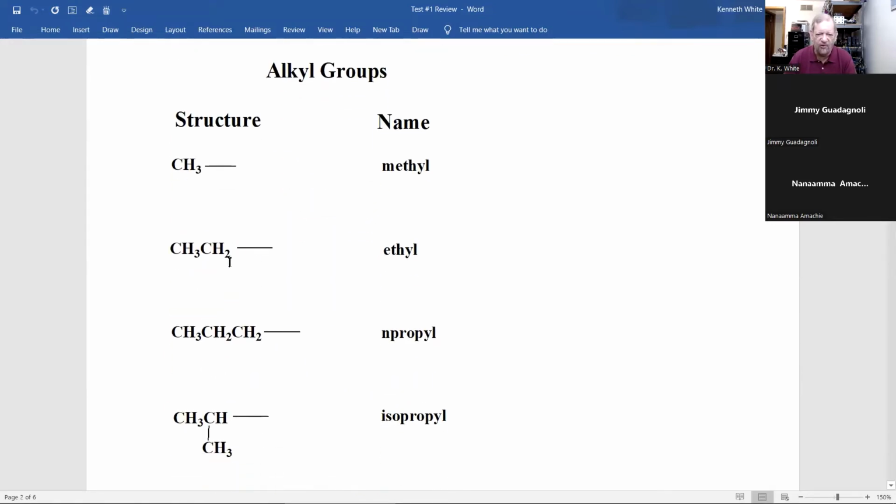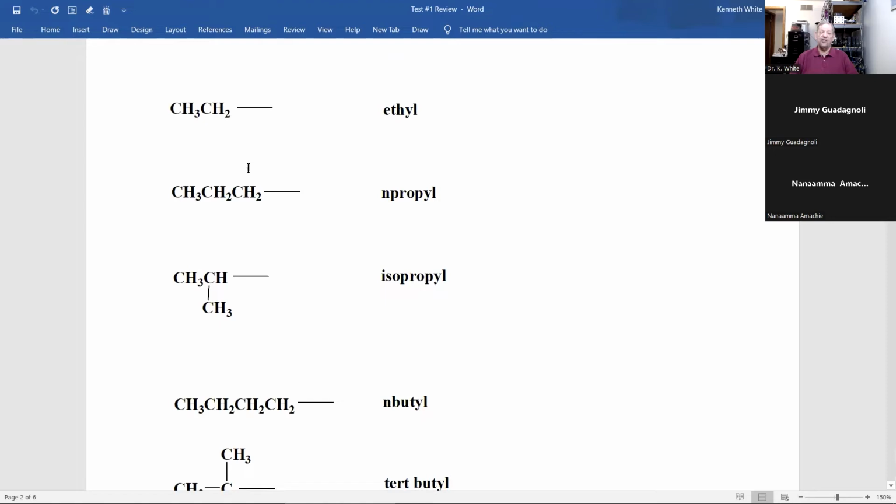Also, you should know the alkyl groups. 1 carbon attached to something is a methyl group. 2 carbons attached to something is ethyl. 3, you have 2 choices. If it's to the end carbon of 3, it's n-propyl. If it's to the middle carbon of 3, it's isopropyl.